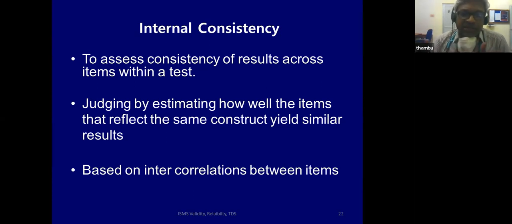So internal consistency is generally to test the consistency of results across items within a test. Meaning you have 4 questions for depression, and you want to see if all of them are telling the same thing. The answer to one question shouldn't indicate that the guy is actually happy, and the other 3 questions indicate he's depressed. Then there is no internal consistency of the items within that diagnostic test questionnaire. So you are judging by estimating how well the items reflect the same construct and yield similar results. It is based on intercorrelations between the items. All the items must correlate well. So this is internal consistency.